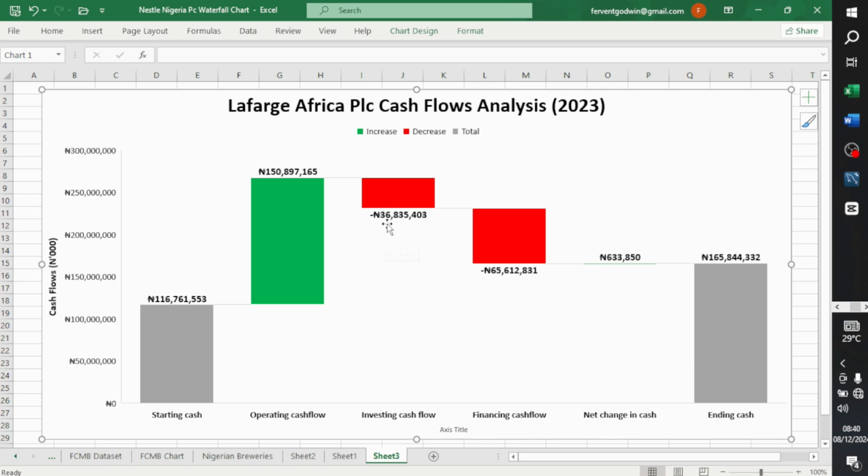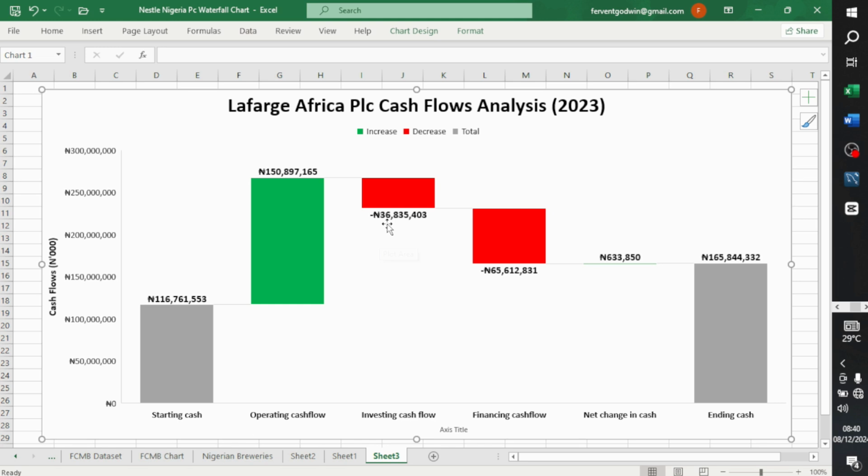But when it comes to investing cash flow, this is talking about the cash they have actually invested. So it's not that they've lost this money. It's just that it has gone out into investment. What went out into investment in the year 2023 was 36.8 billion. This is a very good place to look. It also indicates, to a large extent, the operational efficiency of the company.